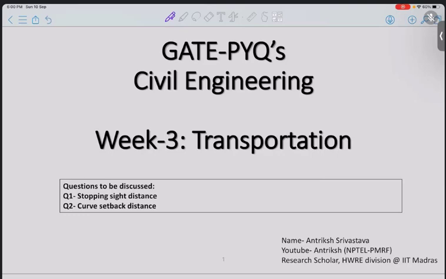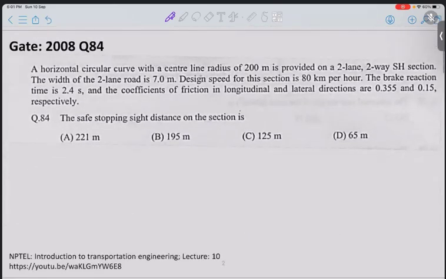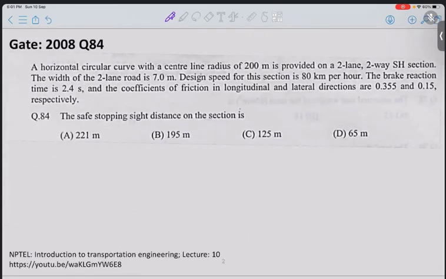Today we are going to discuss transportation engineering, and the topic in the GATE previous year questions we are going to cover is stopping sight distance and curve setback distance, and we are then going to discuss some more highway design questions. So let's start. The first question is from GATE 2008, question number 84.